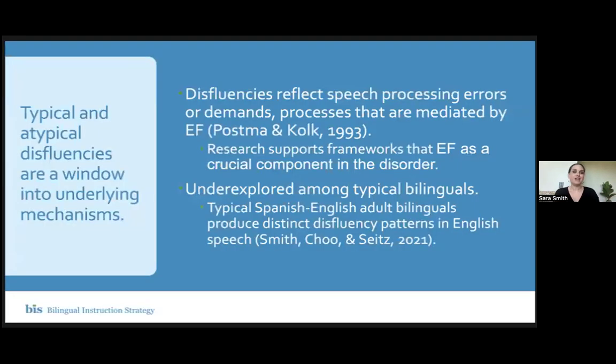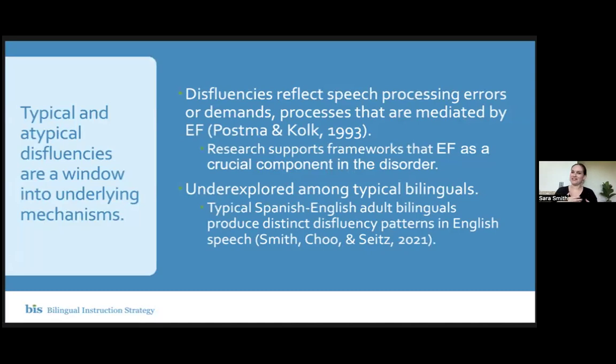Well, disfluencies are very interesting. This is a highly, highly underexplored area that really does shed light on the underlying mechanisms of speech production and second language acquisition. As I mentioned before, typical everyday speech is full of disfluencies, interjections, revisions, pauses, repetitions. And from a speech production perspective, these disfluencies reflect speech processing errors or demands. It can reflect speakers' confidence or fatigue.